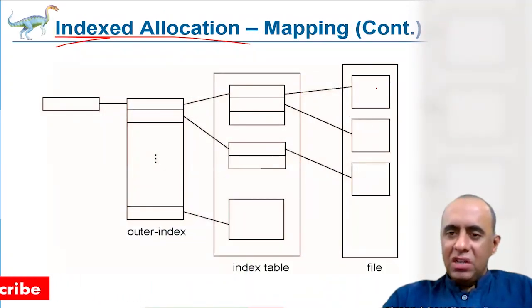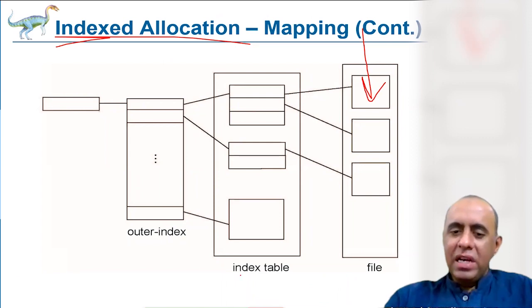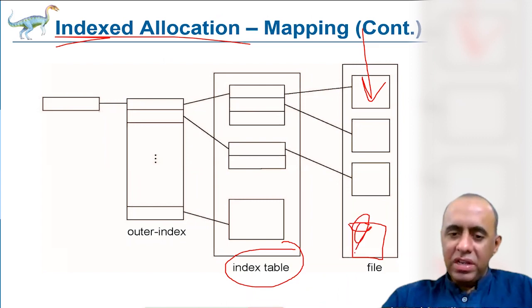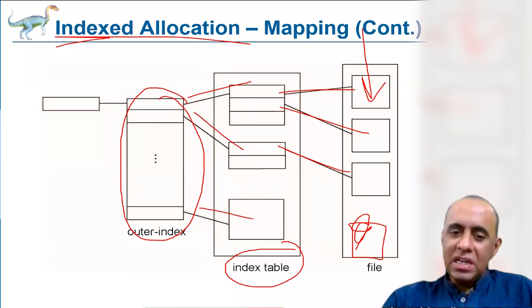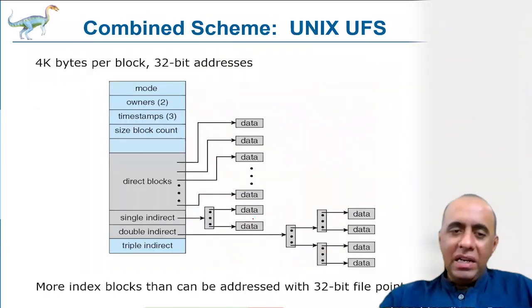So these are the logical blocks, these are the actual files, and this is the index table, which is stored inside the disk, and it points to the logical block numbers. But if the file becomes too big, you can have an outer index table which points to these different index tables. And this is very practically implemented.